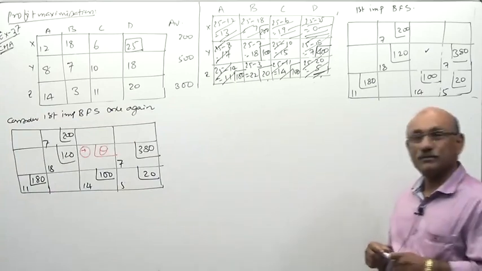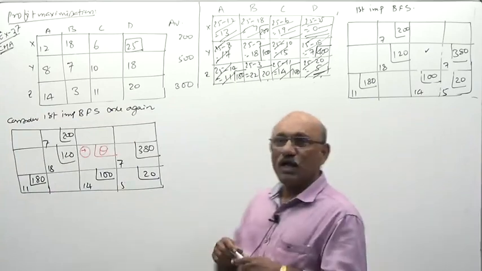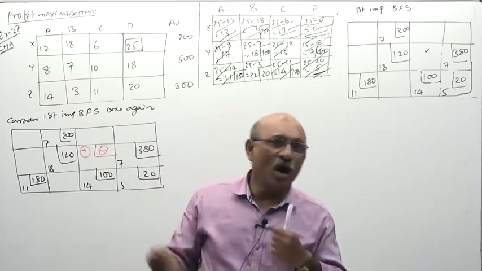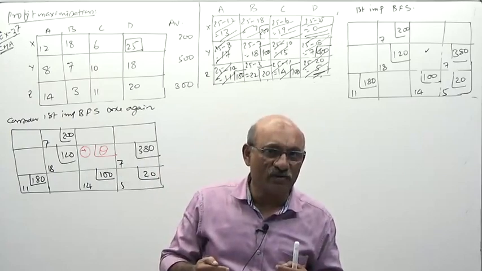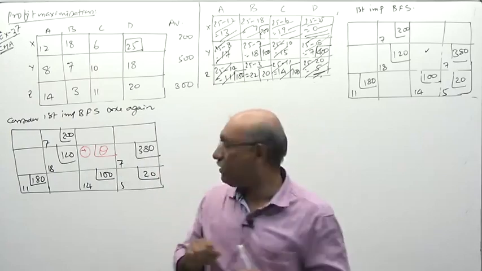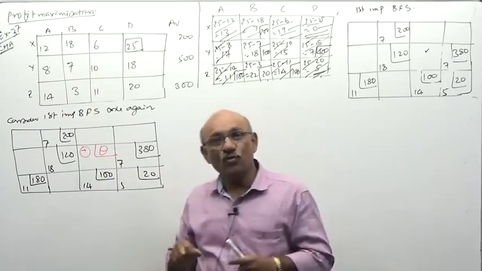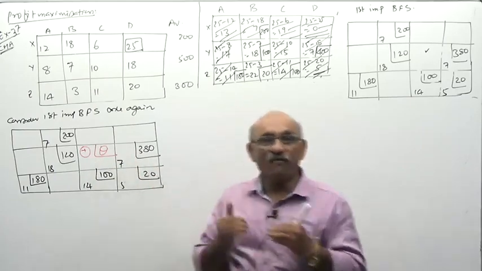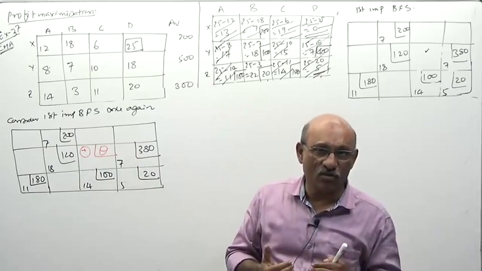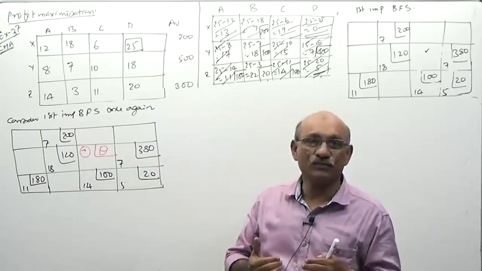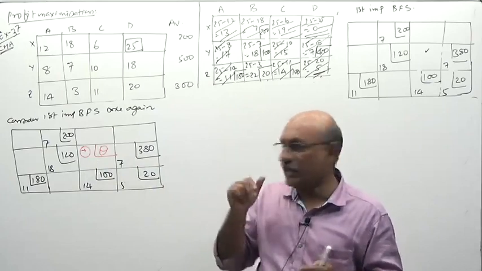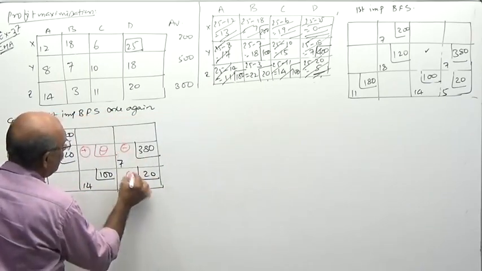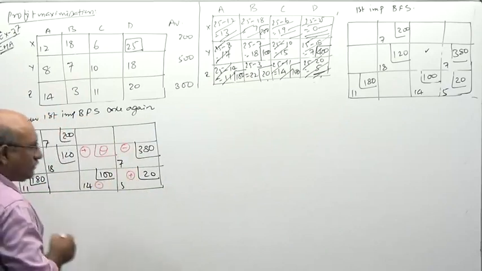Clear, sir? Then what we have to do? A closed loop we have to trace. How many occupied cells are required, sir? 4 occupied cells are required. How to move? From one occupied cell to another occupied cell, you have to move horizontally or vertically. Plus sign, minus sign, plus sign, minus sign.